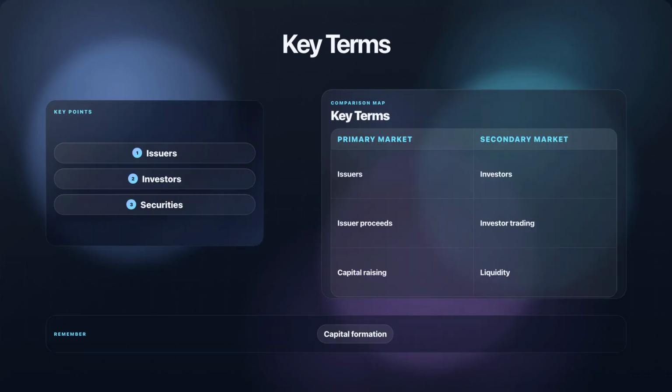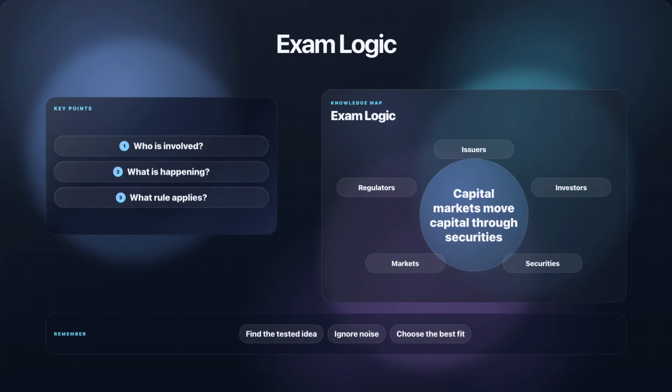Start by separating the key terms. For this topic, pay attention to issuers, investors, securities, and capital formation. The SIE often rewards candidates who can recognize a term and then connect it to the correct function, risk, document, or rule. When a question tests capital markets, ask 4 questions.